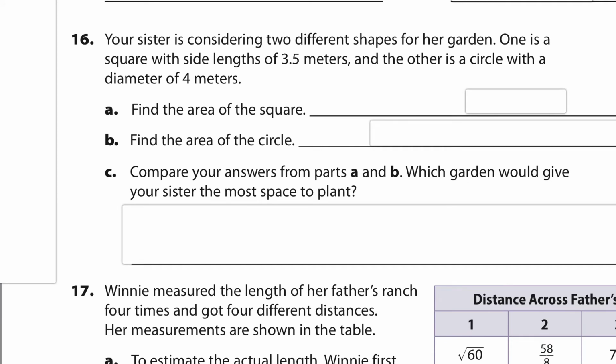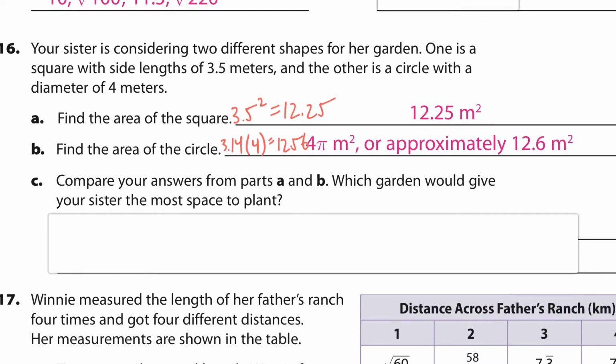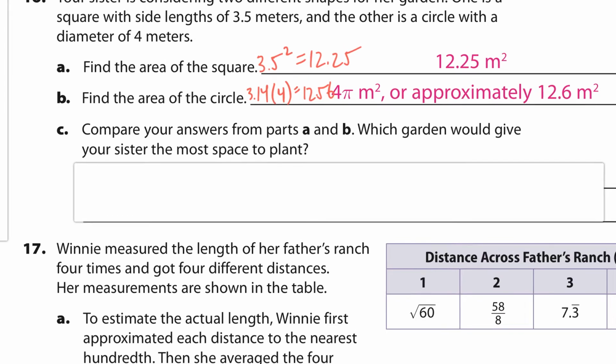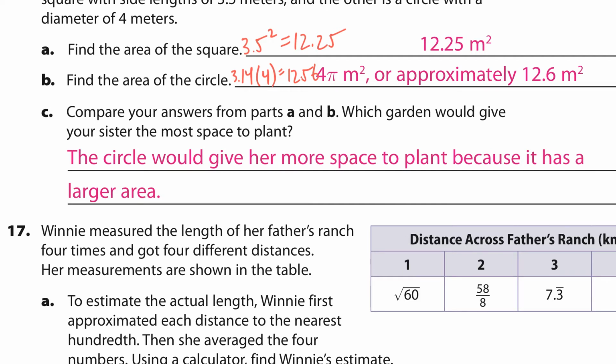So the area of the square would be 3.5 squared, which I believe is 12.25. And the area of the circle with a diameter of 4, that means a radius of 2, so it'd be 3.14 times 2 squared, which is times 4, which is 12.56. And so we should have 12.25 and 4 times pi, which is about 12.6 or 12.56. Okay, so which one gives you more? The circle does, right? Because 12.6 is a larger number. And we have this: the circle because it has a larger area.